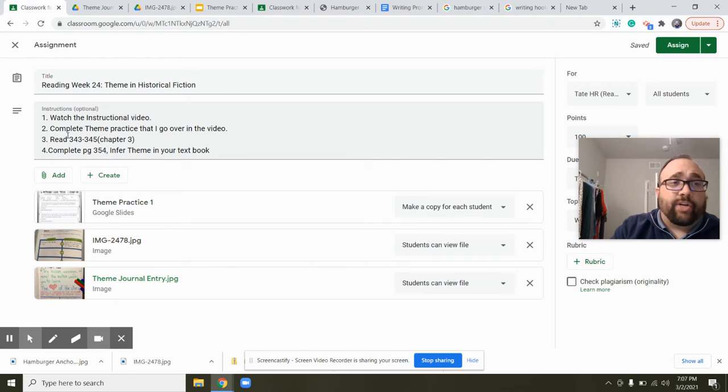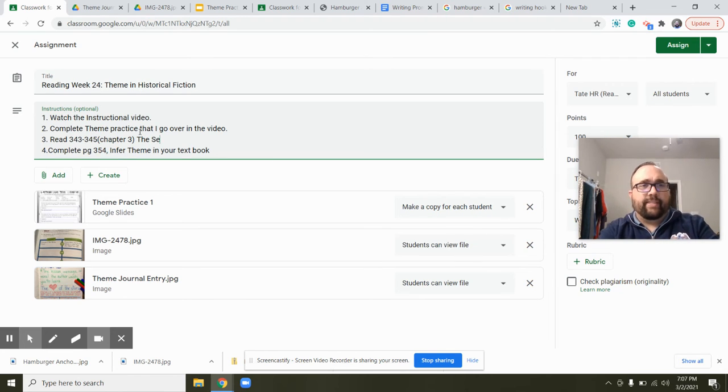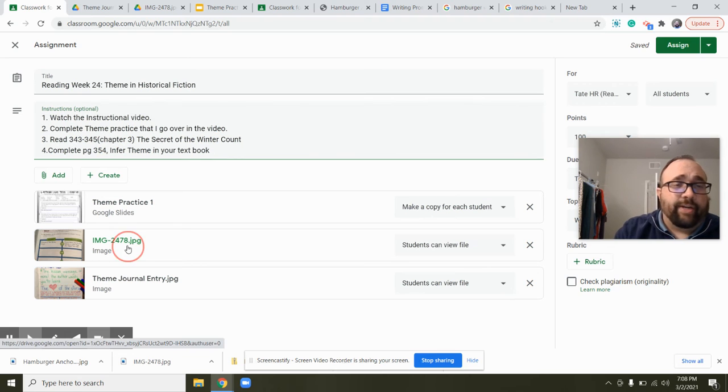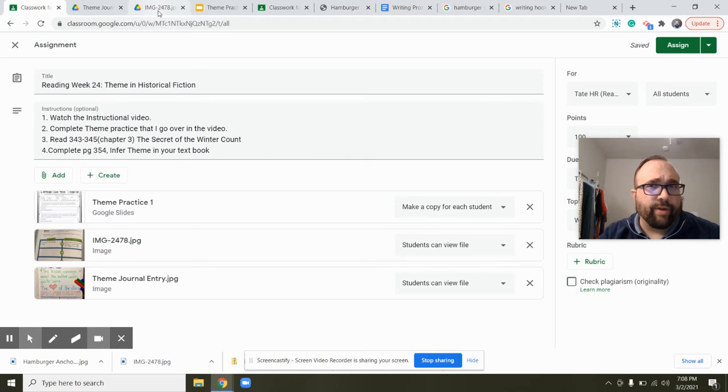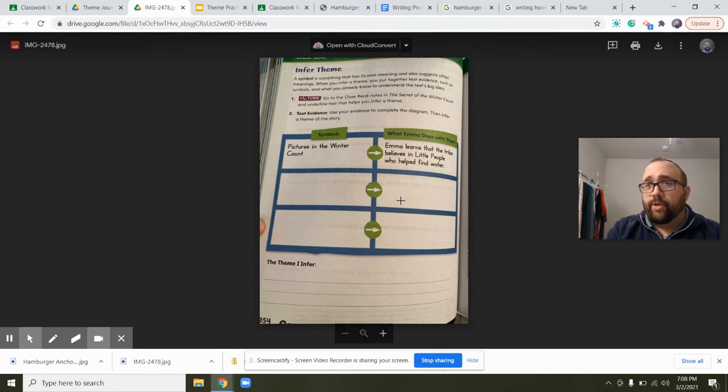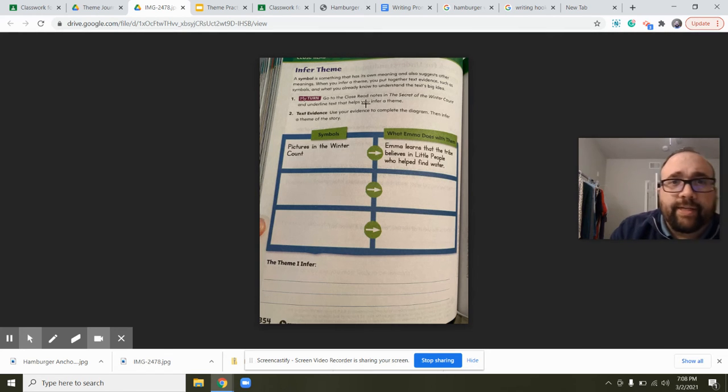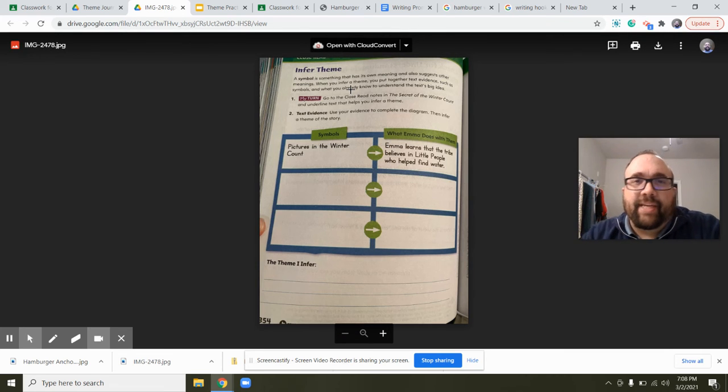And then you're going to read chapter 3 of The Secret of the Winter Count. Okay. And then you will complete page 354 and 355 for the theme in your textbook. So again, I have provided a picture of it for you in case you don't have your book with you. You can do this on a piece of paper or you can print out the picture. So, infer theme. A symbol is something that has its own meaning and also suggests other meanings. When you infer a theme, you put together text evidence, such as symbols, and what you already know to understand the text's big idea. Okay?